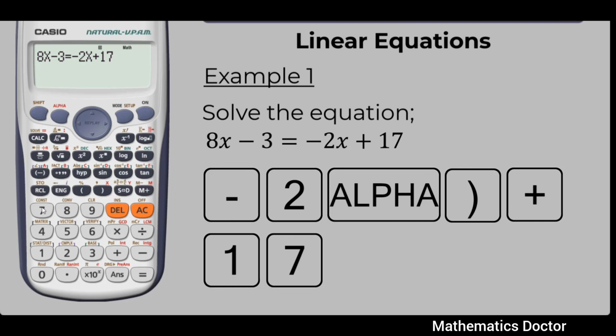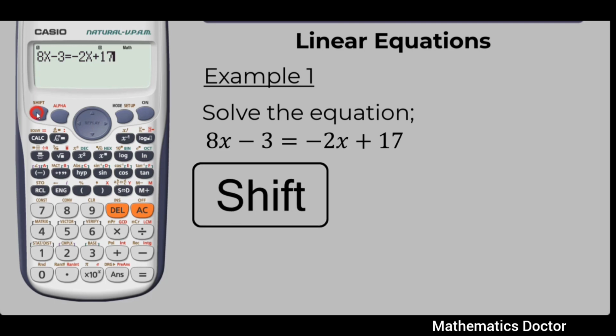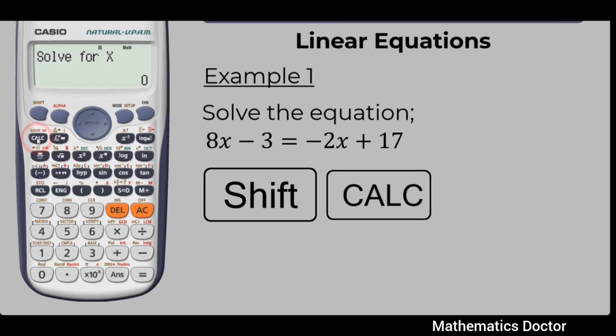Now that you've done that, don't press the equal sign directly. It will be wrong. It will be an error. Please don't press the equal sign directly. What you have to do is go and press the shift and press the CALC key. This is because it's a linear equation, and that is the procedure for solving the linear equation on the calculator. When you do that, the calculator will display solve for x.